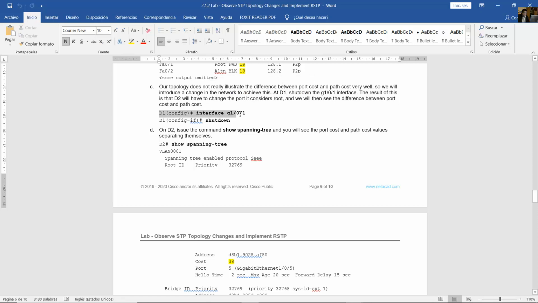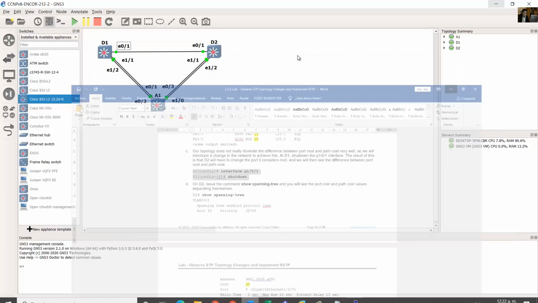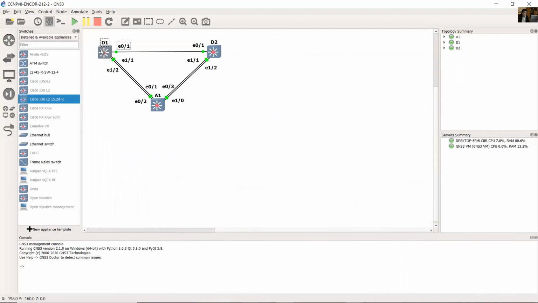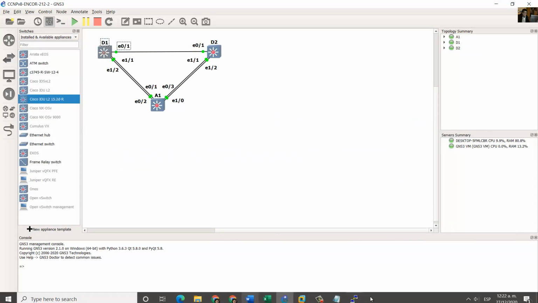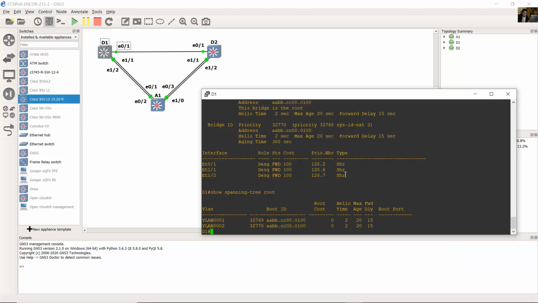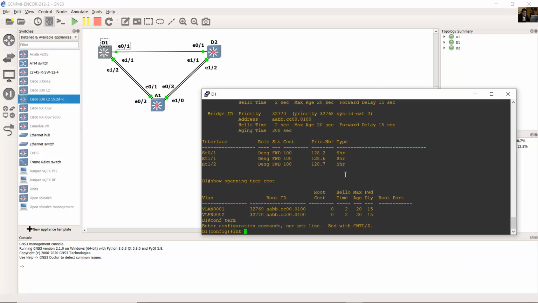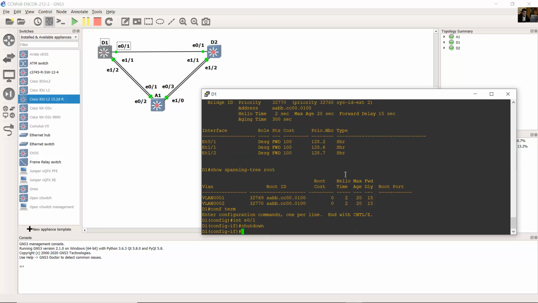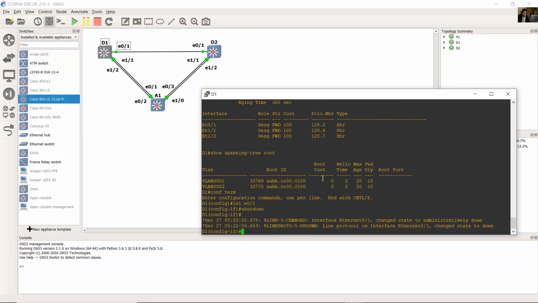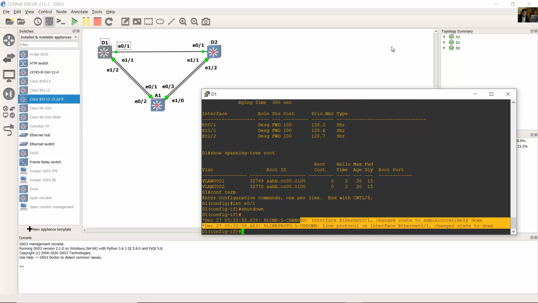Okay, on D1, interface Ethernet 0/1, shutdown. D1, configure terminal, interface Ethernet 0/1, shutdown. Okay, shut down that interface. Okay, state down.